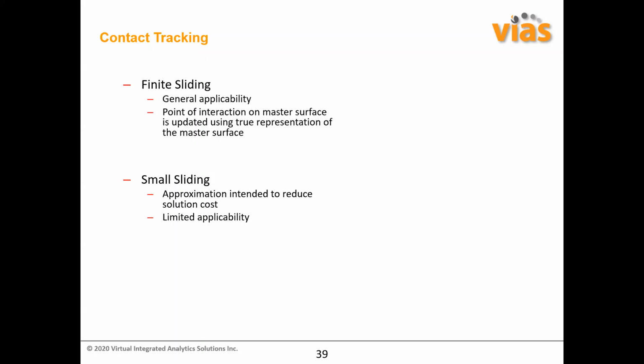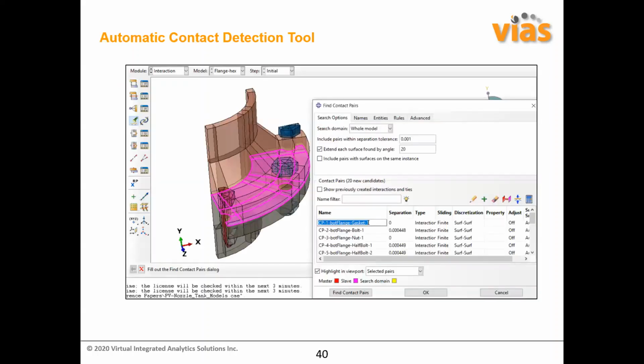If you are anticipating large sliding, use finite sliding. But if there's a rough interaction between the two bodies and they are not going to be sliding, especially in a static problem, then you should go with the small sliding formulation. Small sliding contact tracking formulation. Here I'm just showing you some interesting tools from Abaqus.